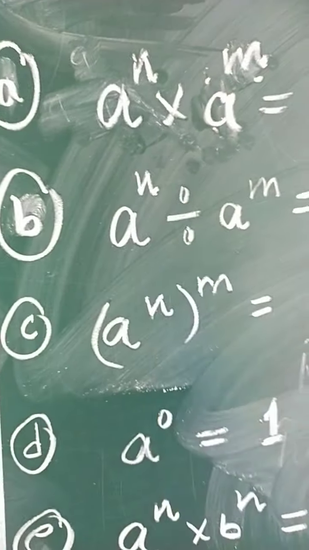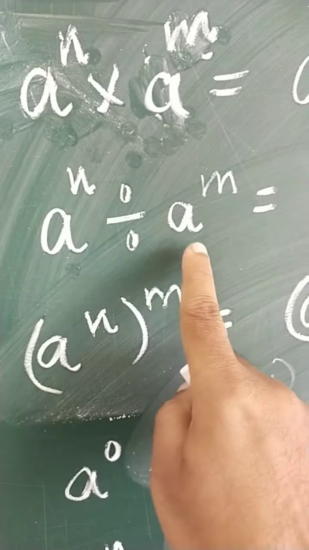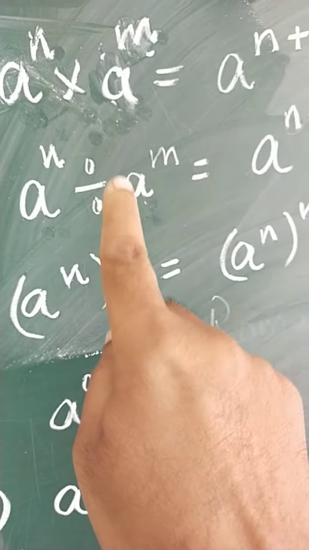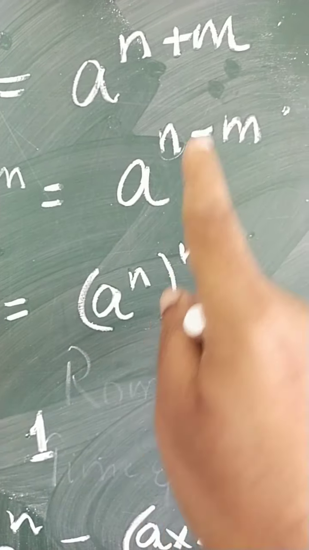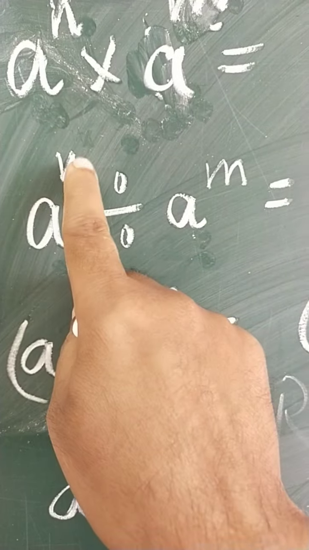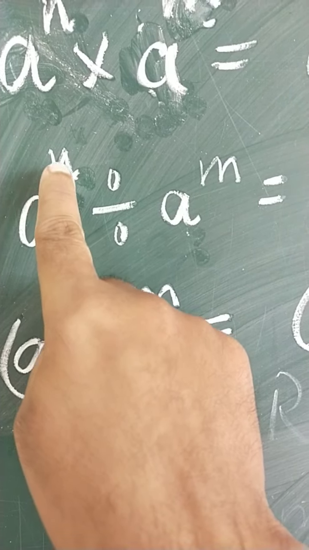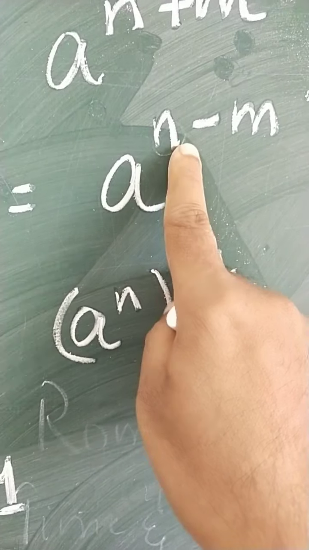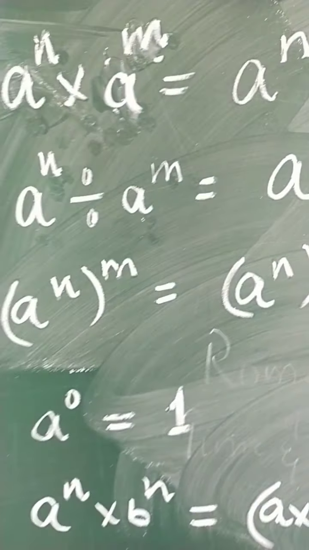Now let's go to the second law. You see that again these two are carrying the same base, but this time we have a division sign. So in case of division, we subtract the powers, but you also have to remember this power needs to be mentioned first. That is n minus m. You will never write m minus n. Okay, so n minus m.